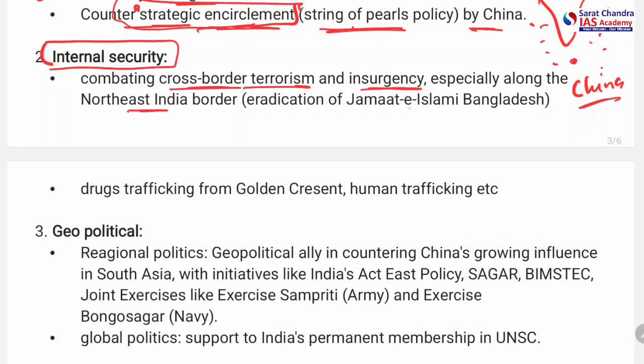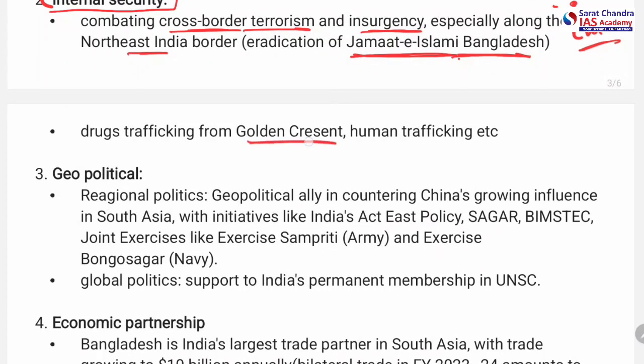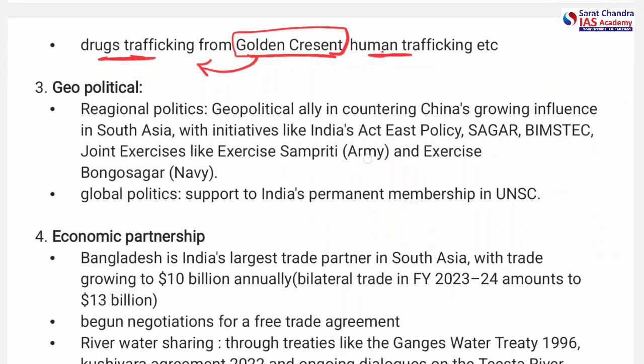Then, for example, the eradication of Jamaat-e-Islami in Bangladesh was an achievement which was possible because of the support of Bangladesh. Next, we know there is the Golden Crescent. From the Golden Crescent, drug trafficking into India is very common. If we want to control this drug trafficking or human trafficking, we need the cooperation of Bangladesh in terms of intelligence sharing and joint patrolling along the border. For that, we need the support of Bangladesh.